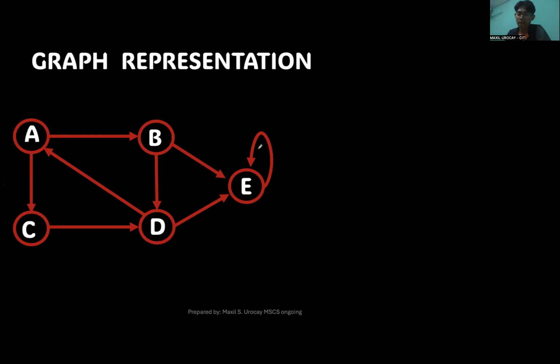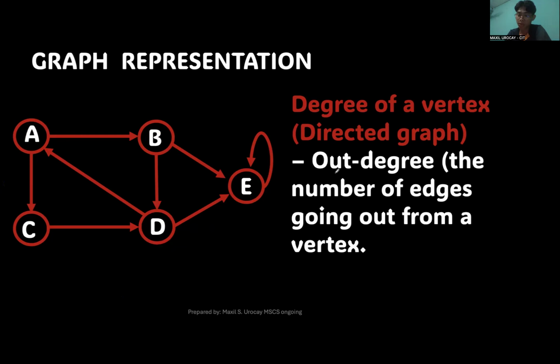Okay, we also have another representation for the degree of a directed graph, which is the out degree. When we say out degree, it is the number of edges going out from a vertex. So when we say going out, that is how many arrows are going out from that particular vertex. So in our A, how many arrows connect to another vertex or go out from A? A is connecting to B and connecting to C.